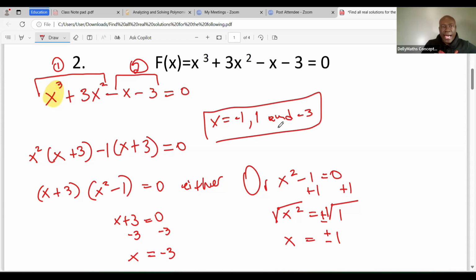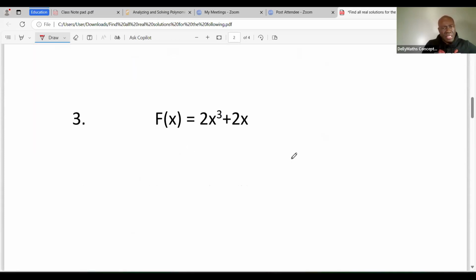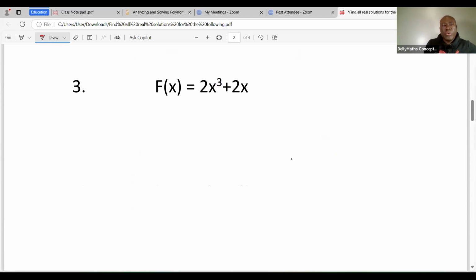All right, let's take a look at the last case. So let us say we are looking at this. It is a similar idea where we're going to set everything to 0. So we have 2x to the third plus 2x, and this is equal to 0. In this case, I do realize that 2x is common, so I'm going to factor out 2x. When I divide 2x into 2x to the third, I'm going to have x squared. And when I divide 2x into 2x, I'm going to have 1, and this is equal to 0.